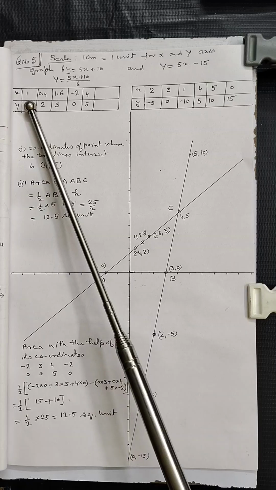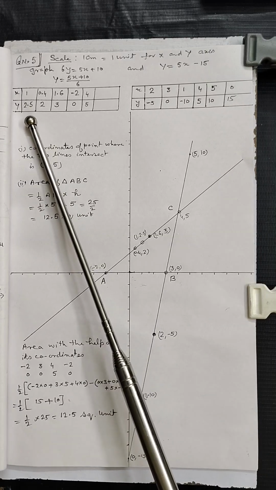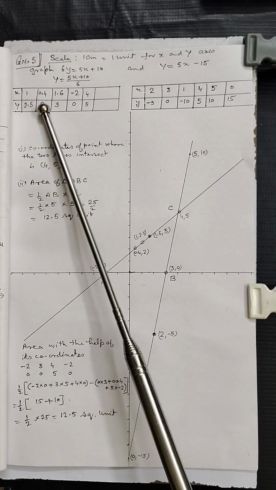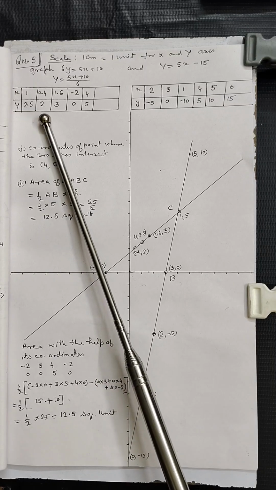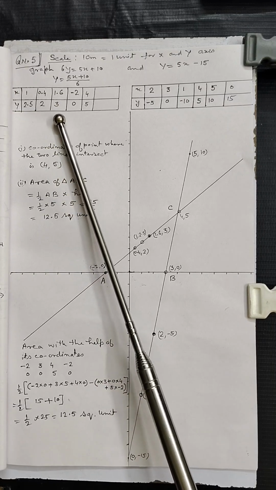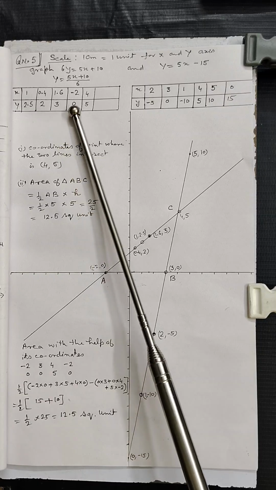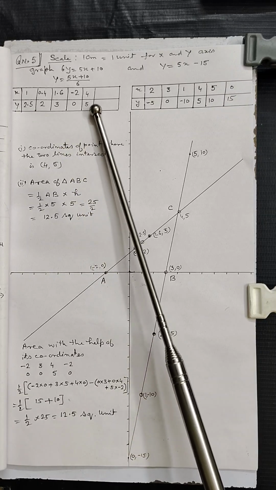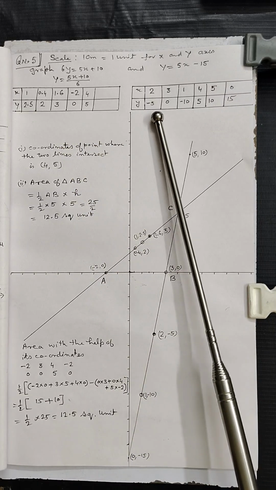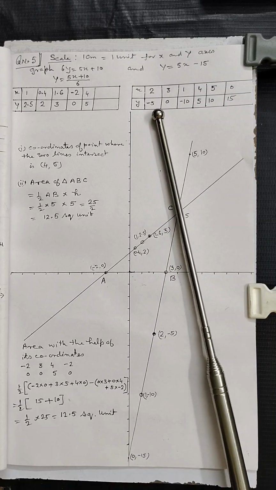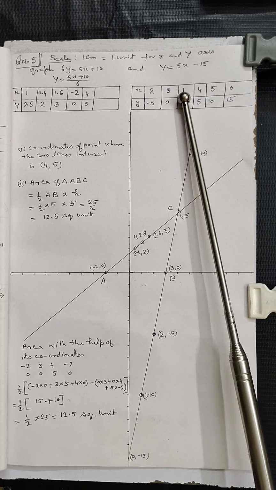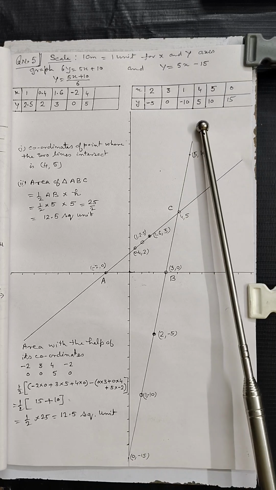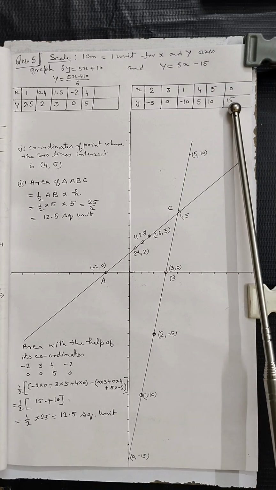Here, if you put the value of x is equal to 1, you will get the value of y, that will be 2.5. If you put 0.4, then you will get the value of y is equal to 2. 1.6, then you get the value of y is equal to 3, minus 2, 0, 4 and 5. Here for the second equation, the table is like this: 2, minus 5, 3, 0, 1, minus 10, 4, 5, 5, 10, 0, 15.